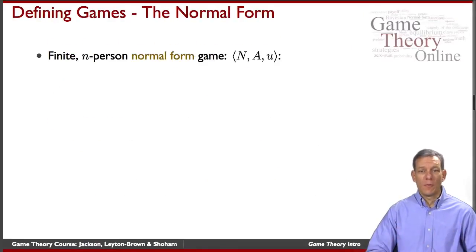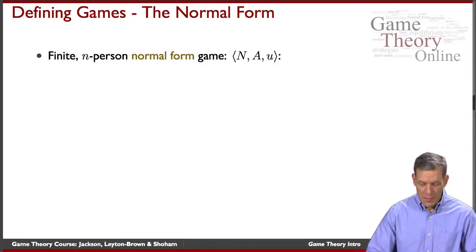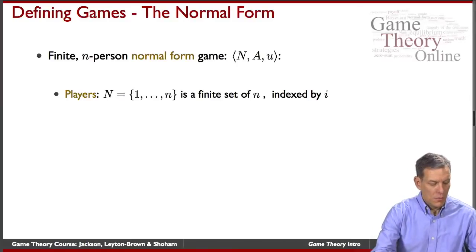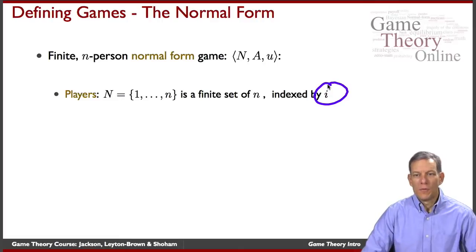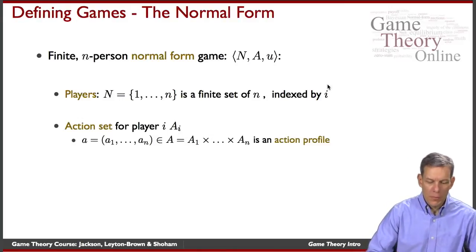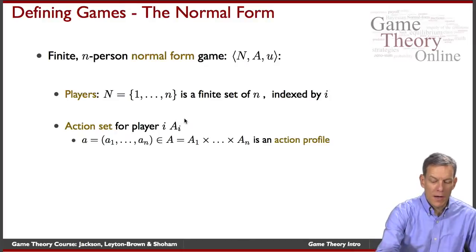Okay, so normal form games. What are the key ingredients? Again, players. So we're going to think of finite sets of players. So 1 through n, little n will represent the set of players. Generally, we'll index these things by an i. So we'll use a little i to represent a generic player. The action set for players will be represented by A sub i.